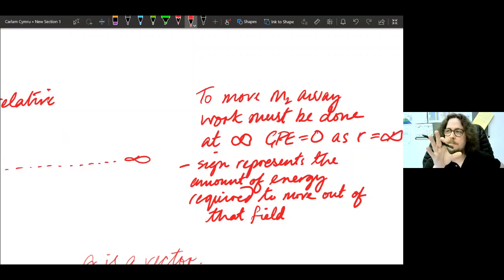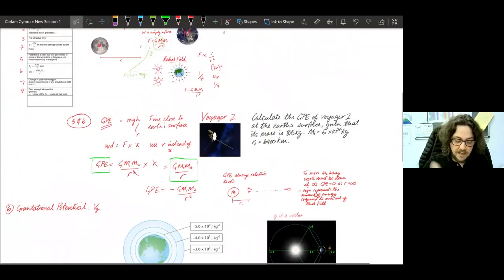And the way to think about it is like this. Imagine my value for gravitational potential energy was minus 10 megajoules at the surface. If I were to give an object 10 megajoules of kinetic energy, it would have just enough energy to escape, and its overall kinetic energy afterward would be equal to zero. So the minus 10 megajoules is what you need to overcome in order to escape. If you gave it 10 megajoules, it would have no energy left over, essentially zero energy as it approached infinity. So that is why we have that negative sign.